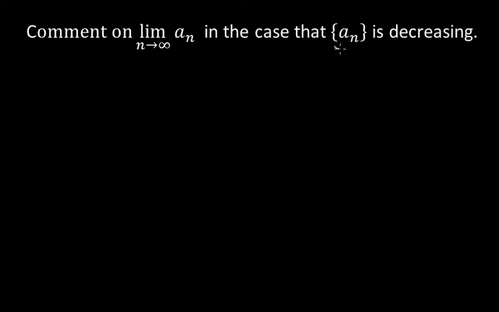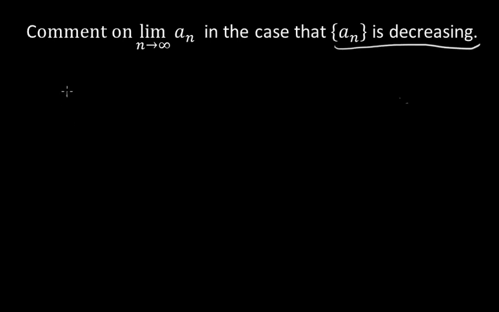So if a sub n is a decreasing sequence, then it is either bounded below or it's not, and it either converges or not. If it doesn't converge, then since it is decreasing always, it must go to negative infinity. That's the only way that it could diverge. If it converges, it will be bounded below.